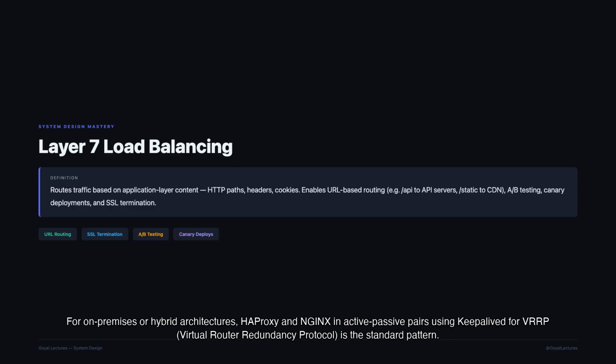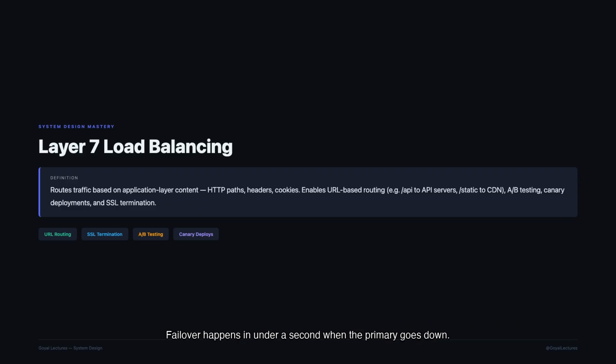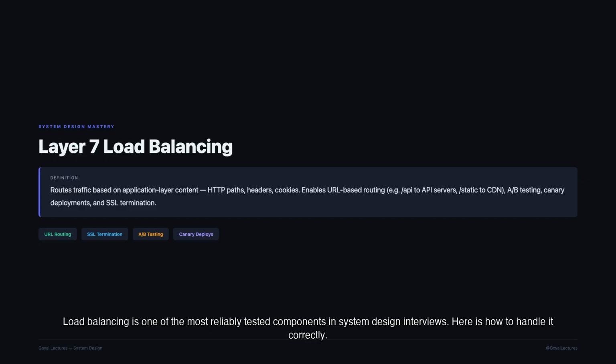For on-premises or hybrid architectures, HAProxy and NGINX in active-passive pairs using Keepalived for VRRP, Virtual Router Redundancy Protocol, is the standard pattern. Failover happens in under a second when the primary goes down. Load balancing is one of the most reliably tested components in system design interviews. Here is how to handle it correctly.